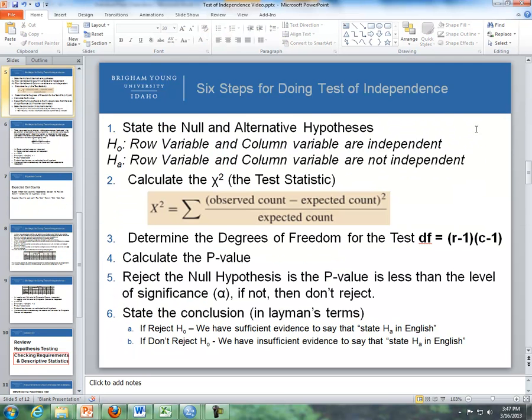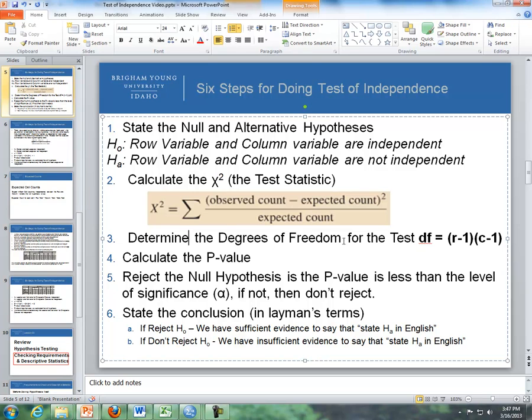You're not expected, though, to figure out how to calculate the expected counts. Okay. So then step number 3 is to determine the degrees of freedom. The degrees of freedom is r minus 1 times c minus 1. R represents the number of rows in a table, and c is the number of columns.